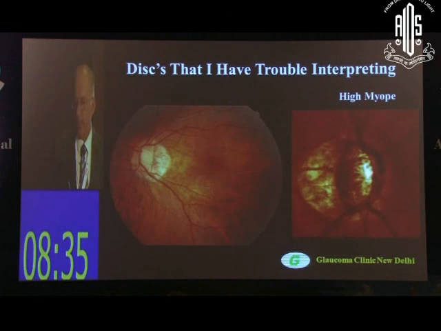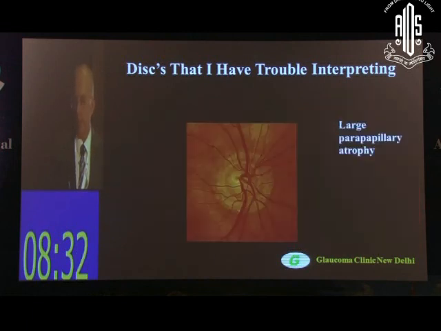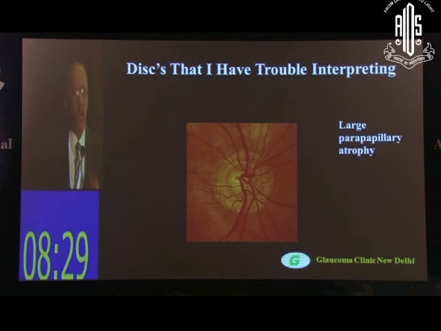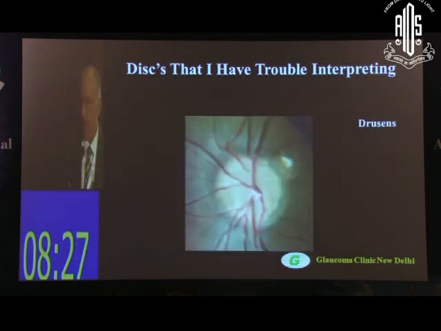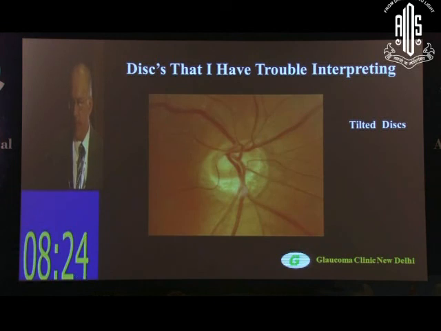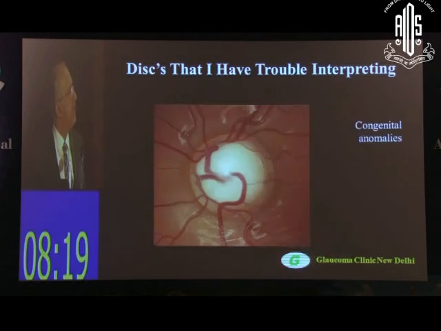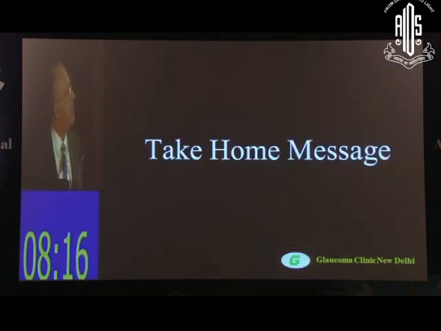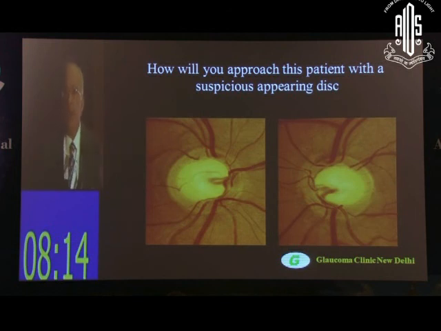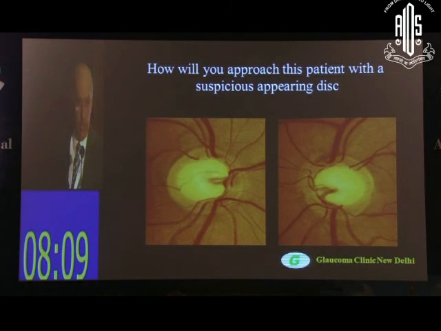Small size optic discs and large size optic discs. Patients who present with a large area of peripapillary atrophy. Drusen of the optic disc and tilted discs. Whenever we see an abnormal shape to the optic disc, that's again where I have difficulty, as you see here in congenital anomalies. So the take-home message is simply this. Whenever you see an optic disc where your suspicion as an examiner is more to think in terms of glaucoma, the next test you get done is the visual fields and no fancy imaging test.